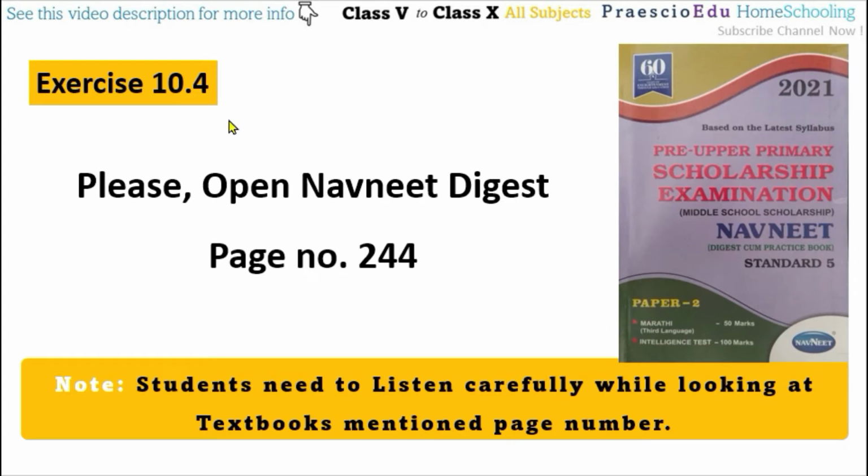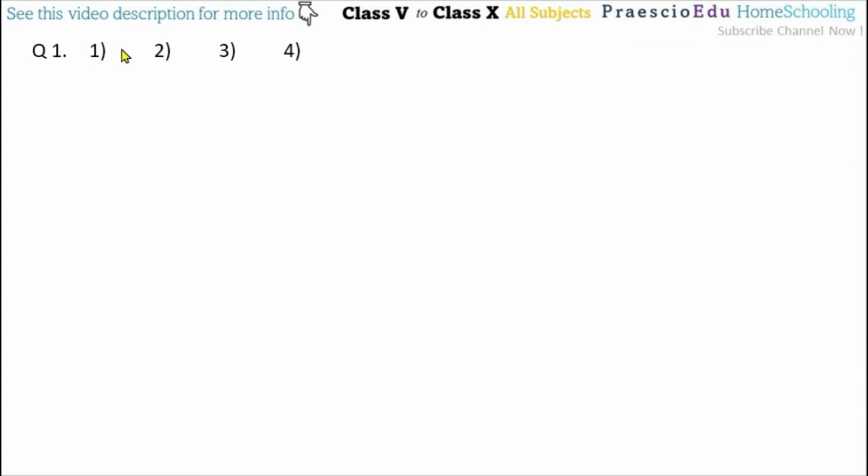We are going to see exercise 10.4, which is available on page number 240. There is a question number 1. In a code, 3 is equal to 15, 8 is equal to 40, then 10 is equal to 50. So 3 is multiplied by 5, we are getting 15. 8 multiplied by 5, we are getting 40. Then 10 multiplied by 5, we are getting 50.